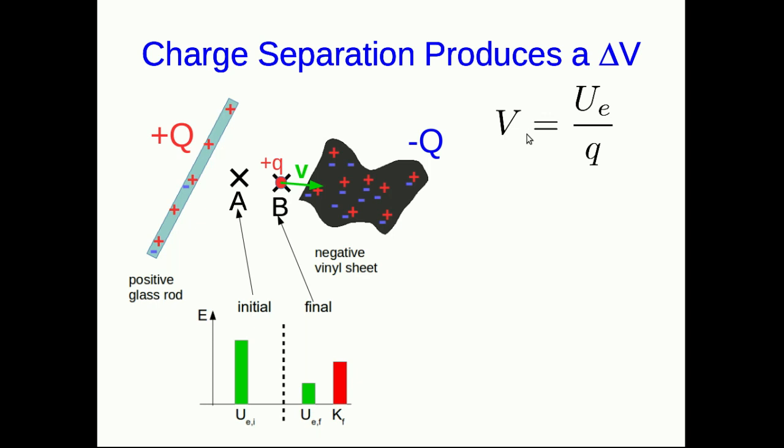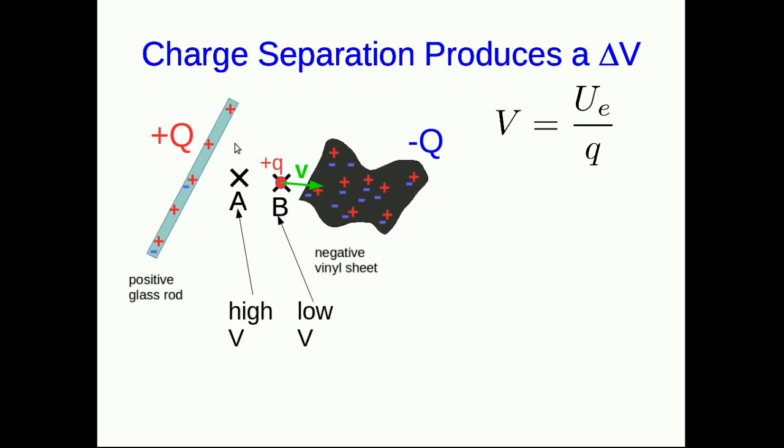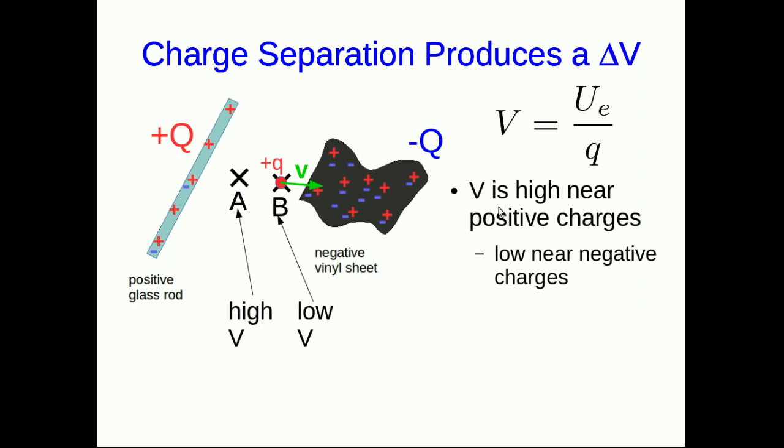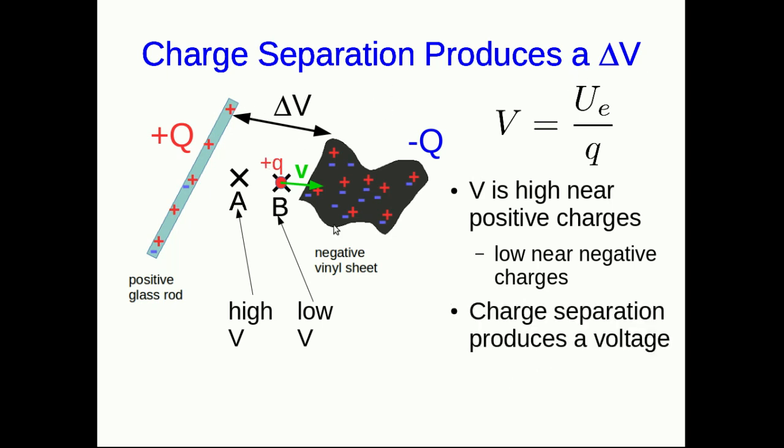And since the potential is just the potential energy over our probe charge, that tells us that point A here is a place where V is high, and point B is a place where the potential is low. And this is just another example of a standard rule that potential is high near positive charges, low near negative charges. But also note that that means V is changing through here. We have a change in potential between these two objects. And so all it takes to make a voltage, a potential difference, is that you separate charge.